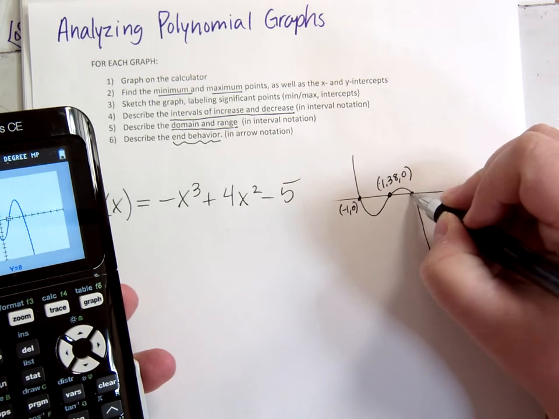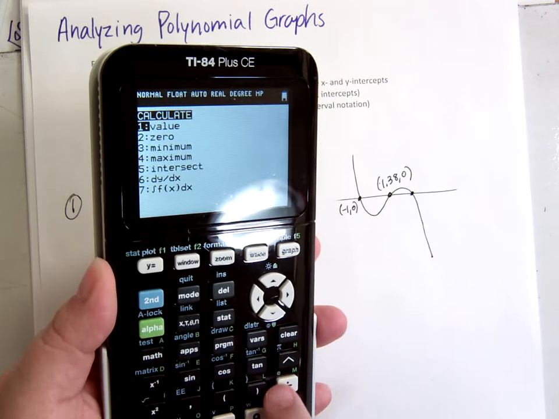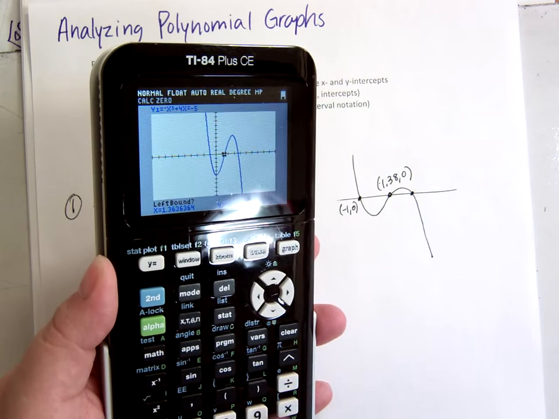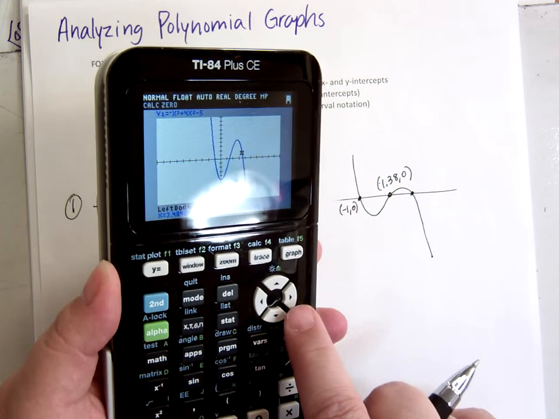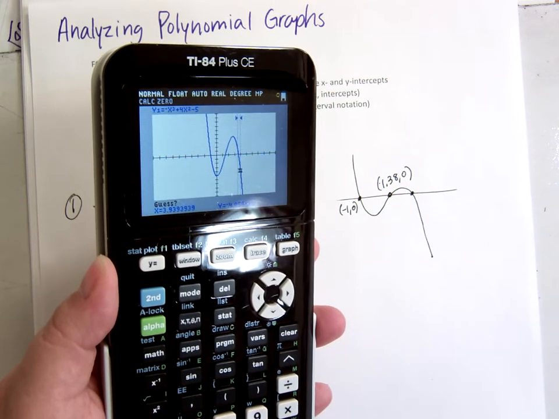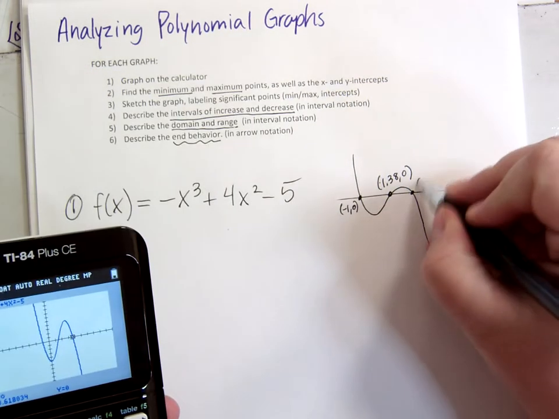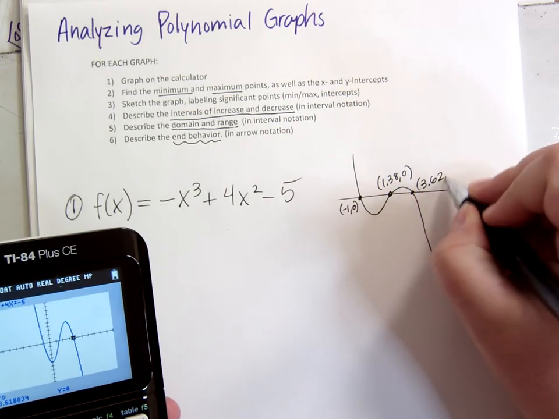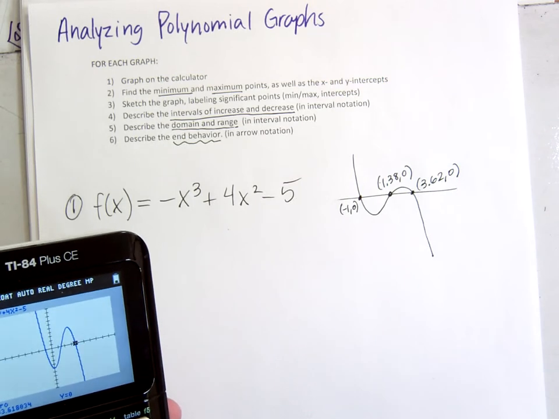And then my last one here, second calc 0, left bound. I got to get over there close to that 0. Left of it, enter. Move to the right, enter. Press enter for guess. And then I've got 3.62, 0. I know that the y value should all be 0 because these are the zeros.